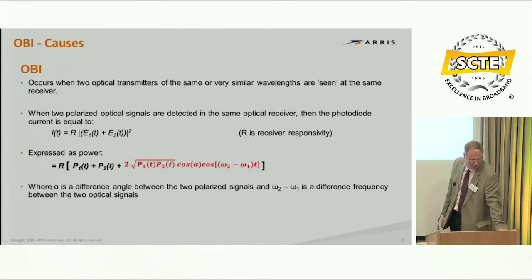To move it a bit further along, if you express it as a power, you have your two wanted signals, and this is the OBI element. And this is always there in an optical receiver with two optical signals coming into it. The key thing to look out for here is there are two elements that cause OBI. There's the polarization difference between the two signals, and there's the wavelength difference between the two signals. Largely, we tend to ignore the polarization because we can't really control it, but you can control the wavelengths. And the wavelength difference becomes critical.